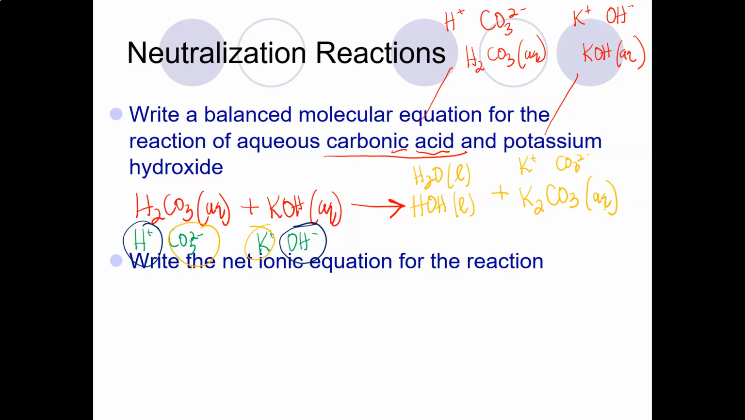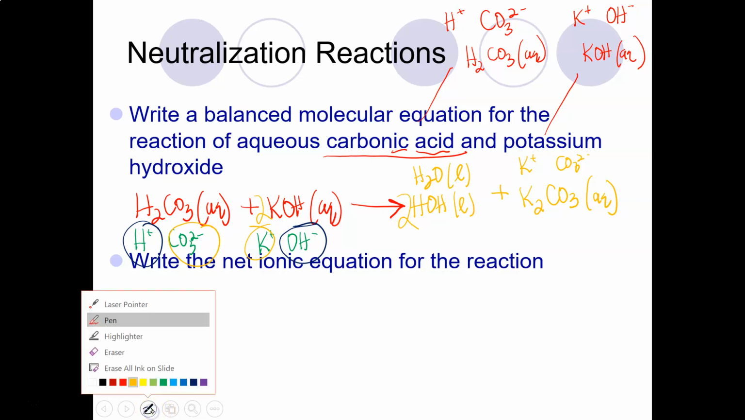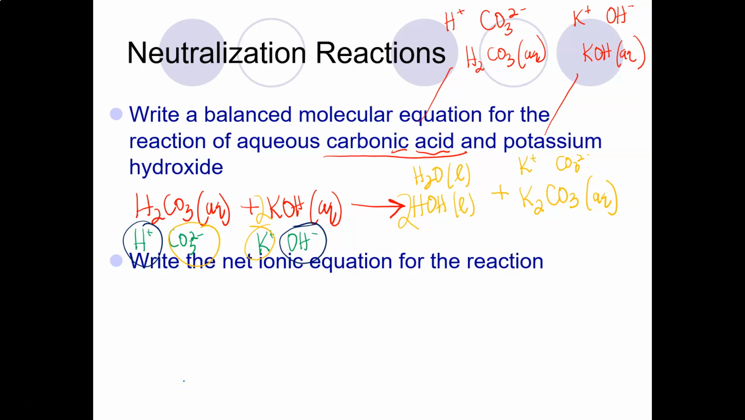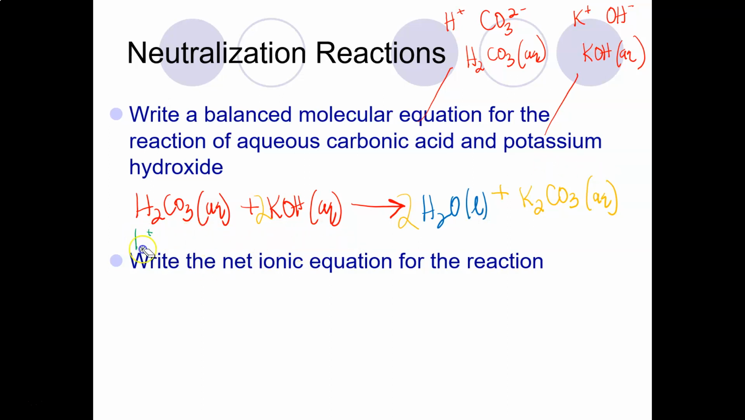Now when I go to balance this, I'm going to need to do this and this. 2 hydrogens, 1 carbonate, 2 potassiums, 2 hydroxides. Okay, so that would be my balanced molecular equation. I'm going to clean this up a little bit. I'm going to erase this and write H2O, and erase my work that got me to this point, because next I want us to write the ionic and the net ionic equation.